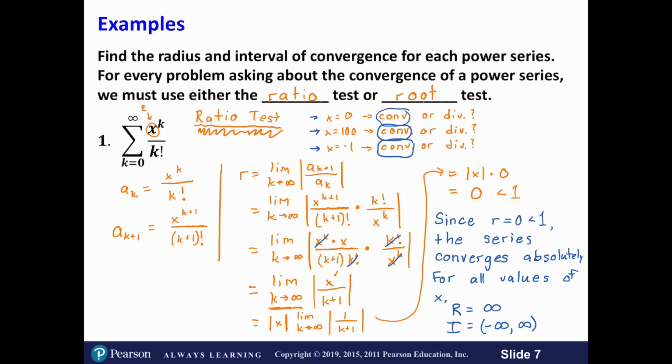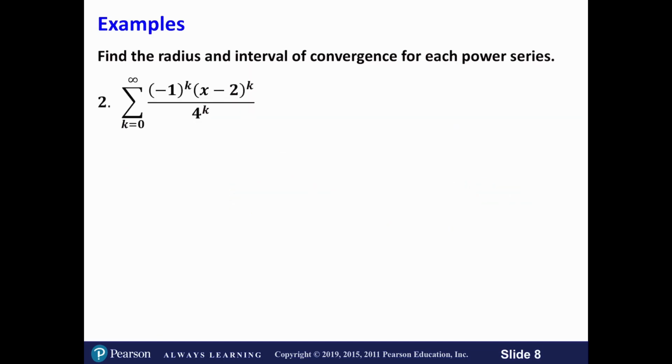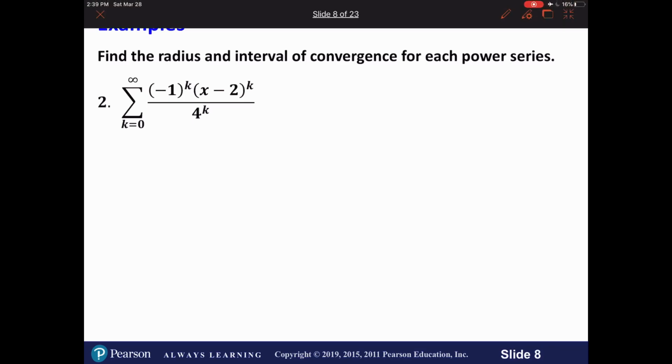Alright, so let's try another one. Now we have to find the radius and the interval of convergence for each power series. This time we have negative 1 to the k times x minus 2 to the k all over 4 to the k. Well, here, notice that everything is raised to the k power, so actually the root test will be preferable. So let's do that.